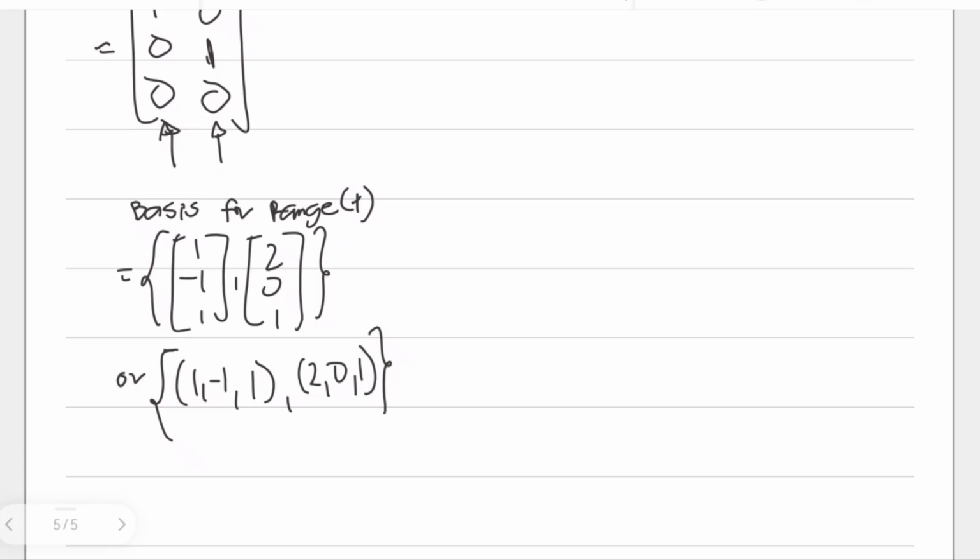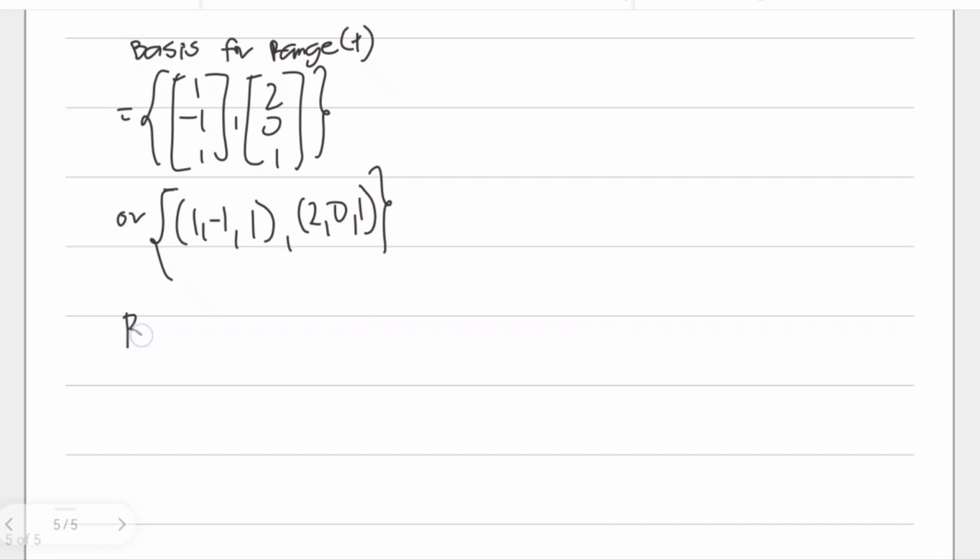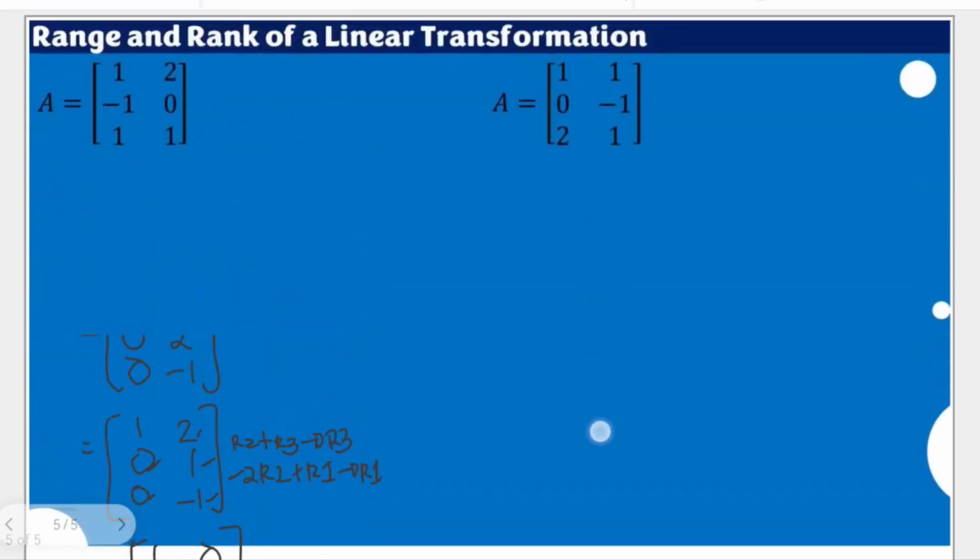Take note that in solving for the basis here, we use the idea of the column space. If you use the idea of the row space, you could also get another basis, but both of them are acceptable. And since we used column space in a previous video, let's just continue using the column spaces here. With this, the rank of our matrix is again the dimension of the basis of your range. Since our range has two elements, the rank of T is also 2. Let's proceed to our second matrix.